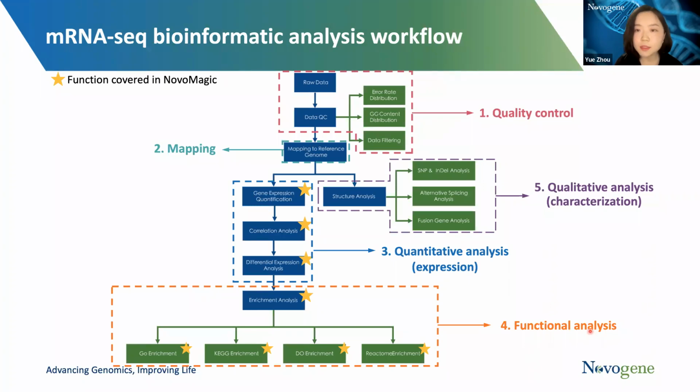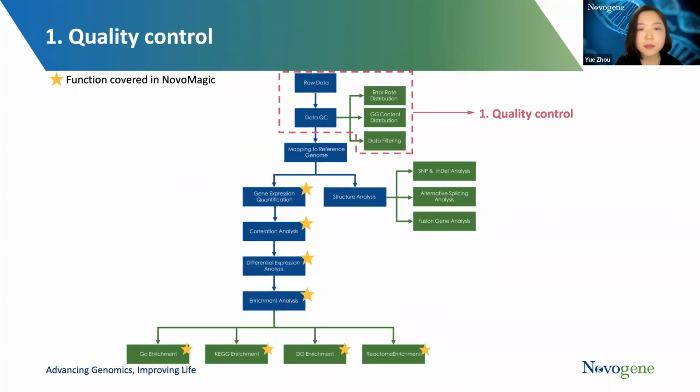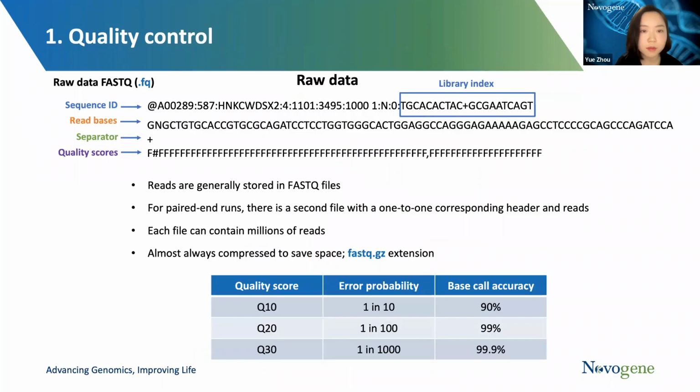So let's take a closer look at the RNA-seq bioinformatics analysis workflow. There are 5 major steps, from the quality control to mapping to expression analysis, functional analysis, and characterization analysis. There are stars marked for the functions that are covered in NovoMagic. Okay. Then let's go through them from the beginning, which is the quality control.